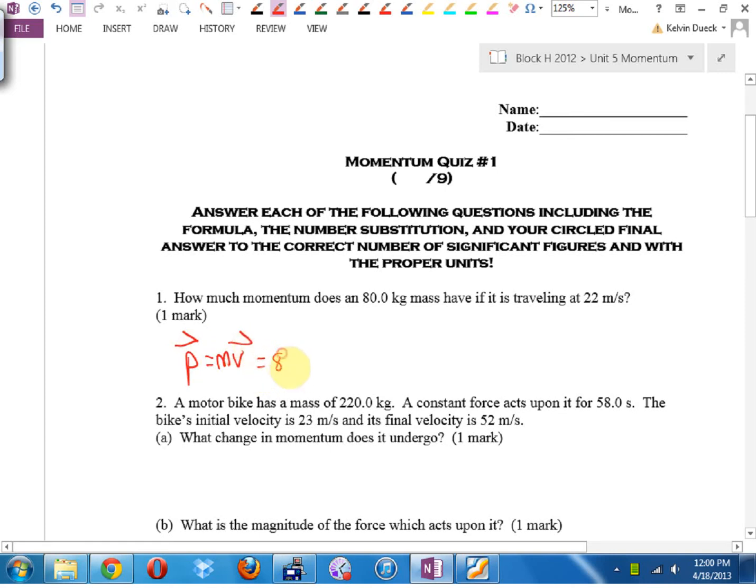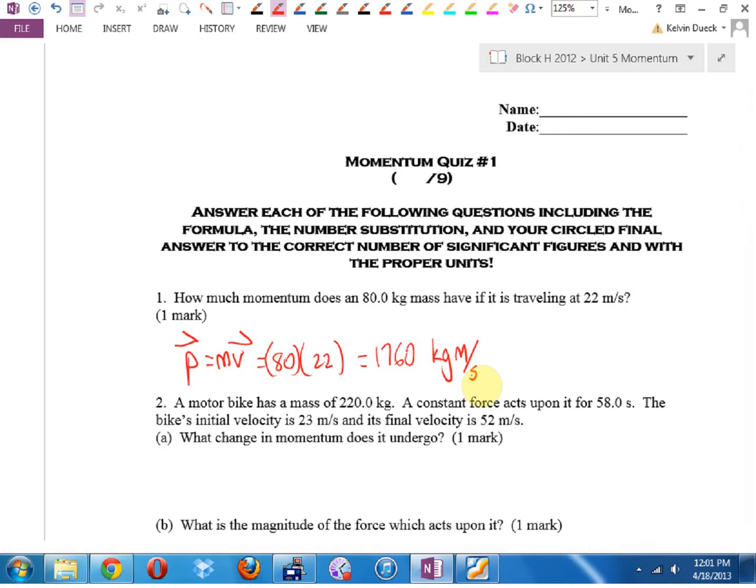Mass is 80 kilograms. Velocity is 22, which ends up being, I think, 1,760, yes? Kilogram meters per second, 1 mark. Now, technically, I should have said in this question, what's the magnitude of the momentum? Because momentum is a vector, but I didn't give you any directions, so let's assume if they don't give me any directions in the question, they don't want any directions in the answer.